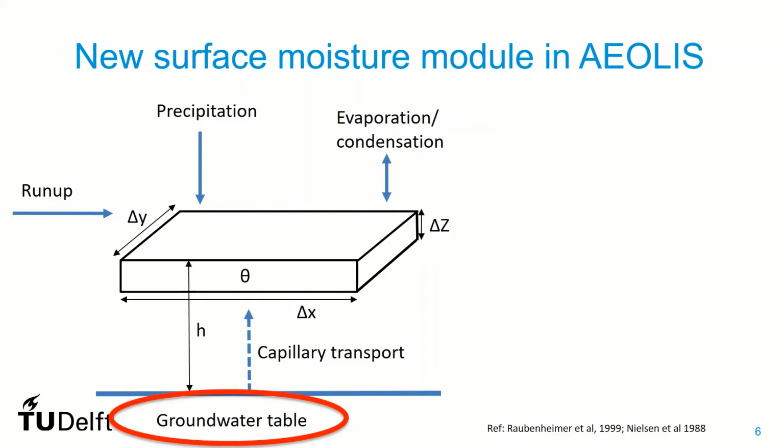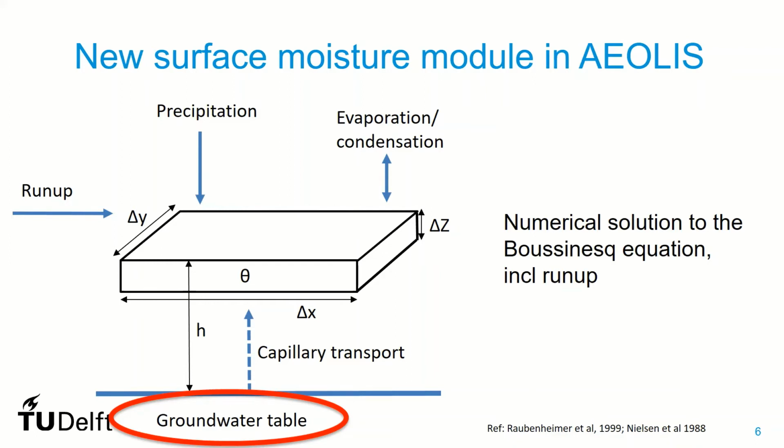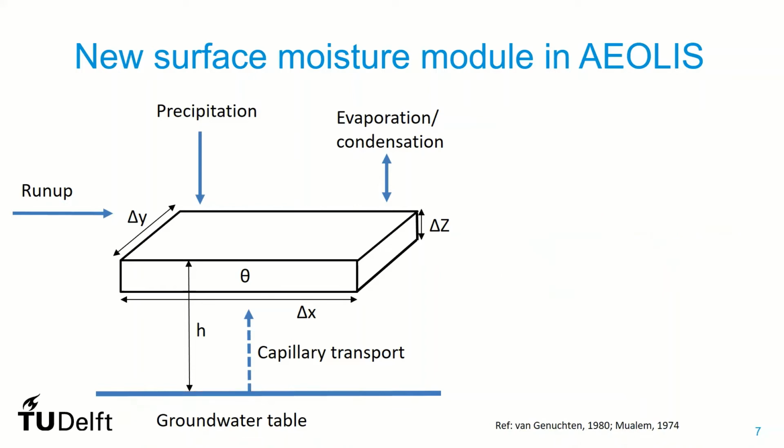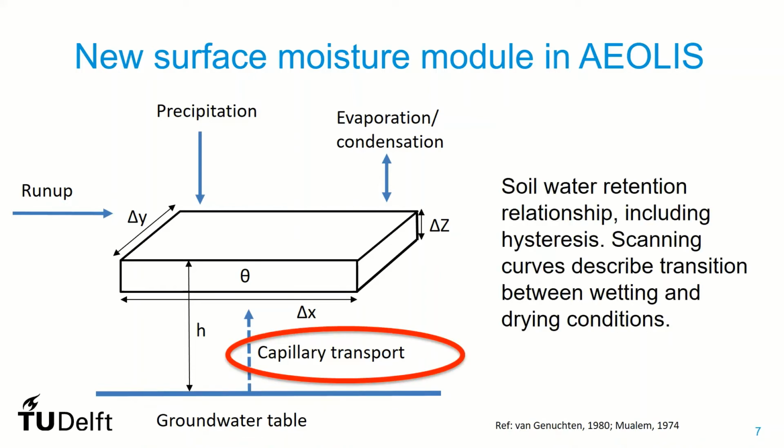First, the groundwater table. The groundwater table is simulated with the nonlinear Boussinesq equation, extended with wave run-up infiltration as proposed by Nielsen et al. And it has a moving shoreline boundary, which is limited by wave setup or the seepage phase, if a seepage phase is present. The surface moisture due to capillary transport from the groundwater table is computed with the soil-water retention relationship, including the effect of hysteresis. And the transition between drying and wetting conditions is described by scanning curves following Mualem.